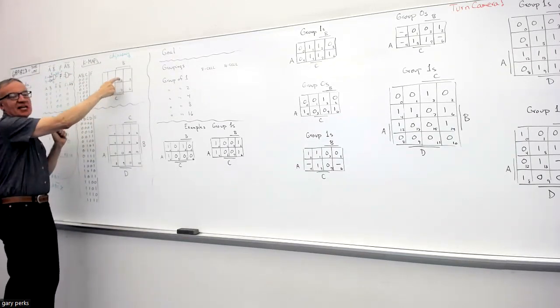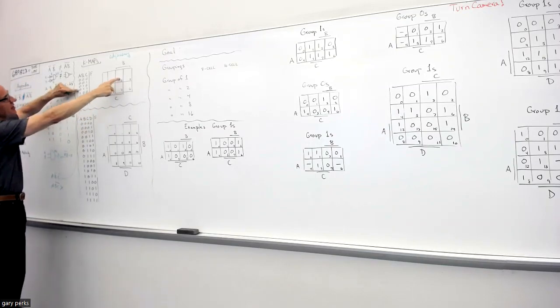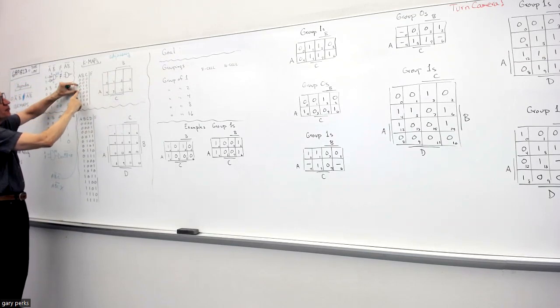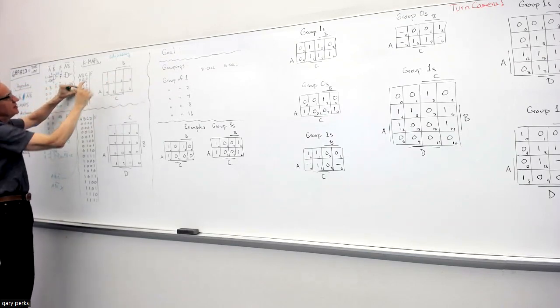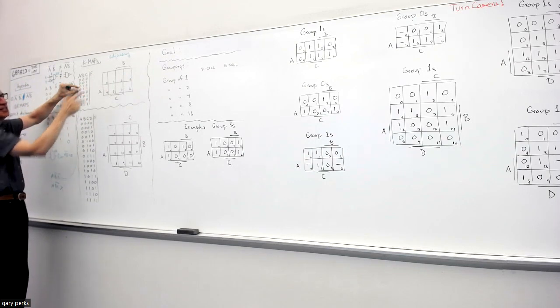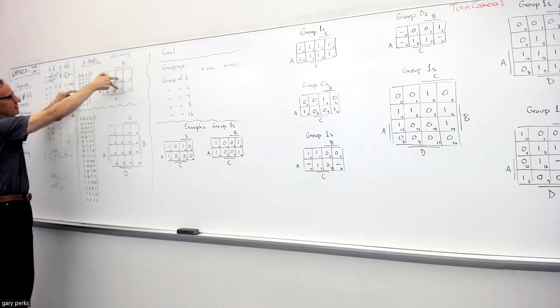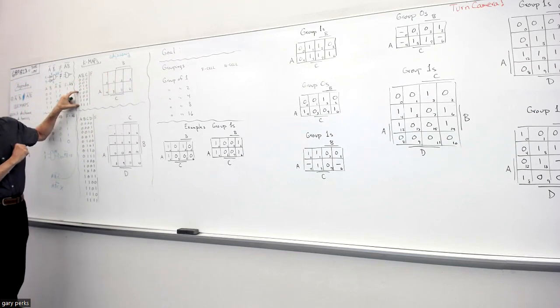So for example, we look at cell 3. Here's binary 3. I compare it to binary 1. See, there's only a 1 bit difference. If I compare 3 and 2, again, 1 bit difference. If I compare 3 and 7, only a 1 bit difference.